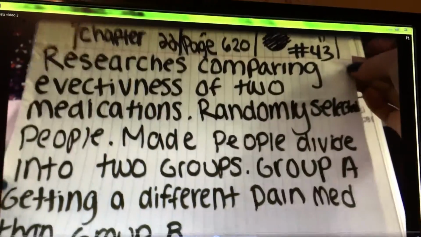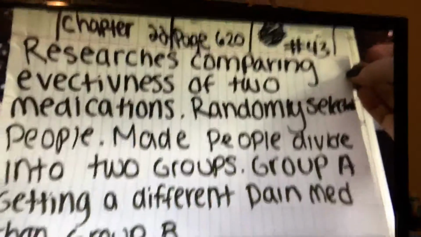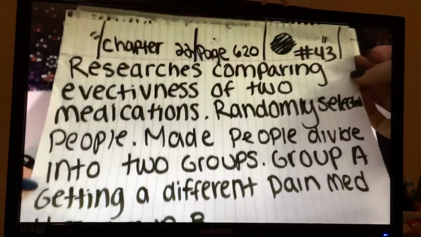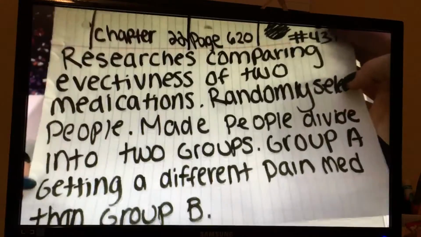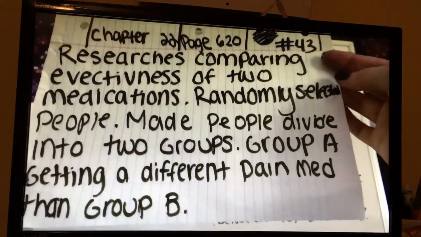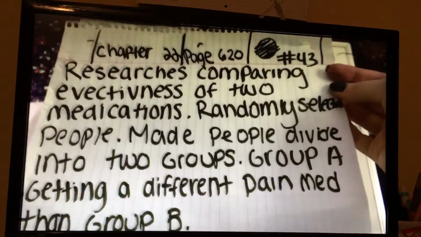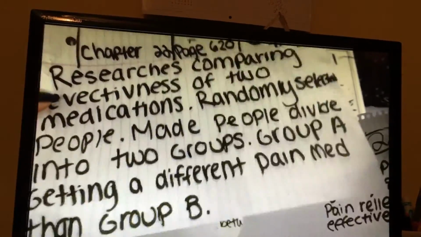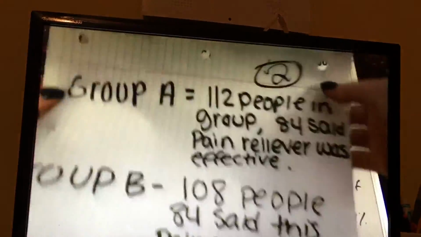Chapter 22, page 620, question number 43. Researchers comparing the effectiveness of two medications randomly selected people and divided them into two groups, Group A getting a different pain medication than Group B. This is just summed down, written differently in my words of the question. So this is what they gave us.